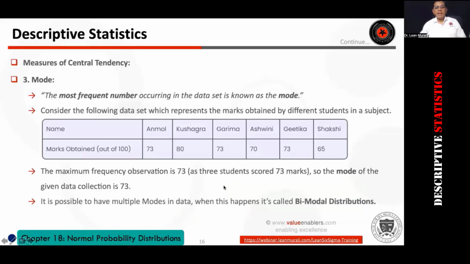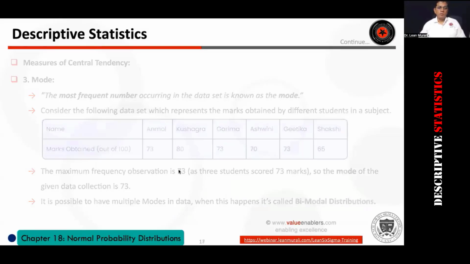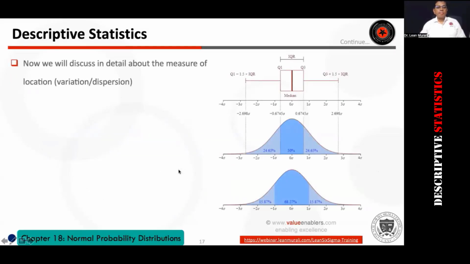And mode means the maximum occurring. For example, in the example that we showed last time, 73 is occurring quite frequently and 73 is the mode. So if mean, median, mode is clear, on a scale of 1 to 10, please give me a 9 or 10 if it is super, super clear. Superb.